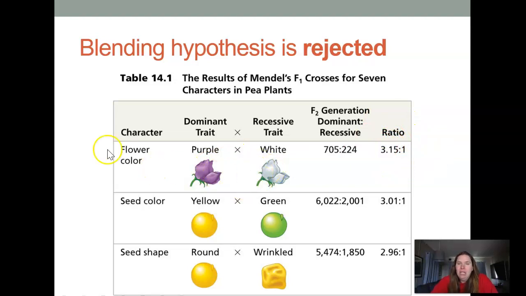And not only did he see that in his flower color, every single trait that he tested for, seed color, seed shape, pod color, pod shape, and so on, all of them ended up having the same 3:1 ratio. So he knew that it couldn't be just a simple blending of traits between mom and dad.